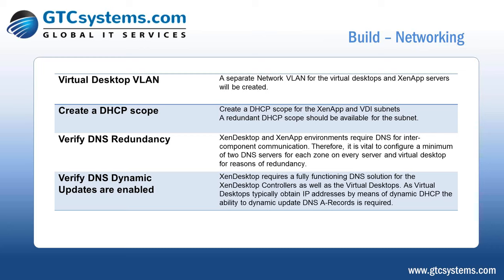You want to verify because everything in a Zen desktop environment between the VDA, the virtual desktop agents installed on the virtual machines, and the broker, what communicates the connection to the user, everything is dependent upon DNS. So they do forward and reverse lookups when they're talking to each other, registering the VMs with the broker. So you really want to make sure that DNS is highly available and redundant, because if a DNS server becomes unavailable, your desktops will not be able to register, and therefore your desktops will become unavailable. So DNS is a huge piece of a VDI deployment.